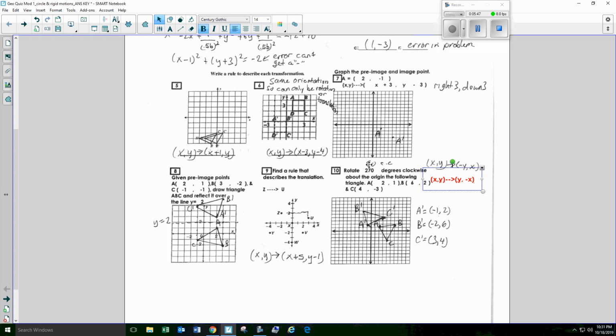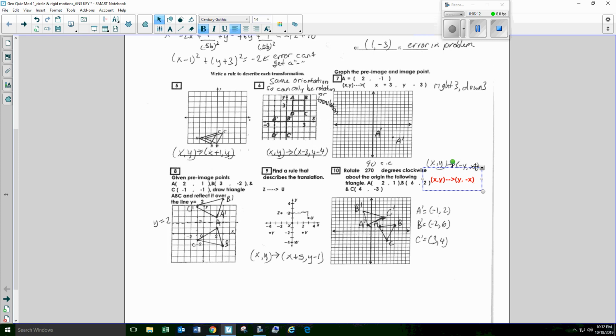Positive 90 degrees counterclockwise. Because here, they told you clockwise. I told you this is how they're going to write it on the DCAS. They'll not use the negative sign for negative 270. They'll say 270 degrees clockwise. That means negative 270, which is the same as positive 90 degrees. Okay, and so we have that right there.